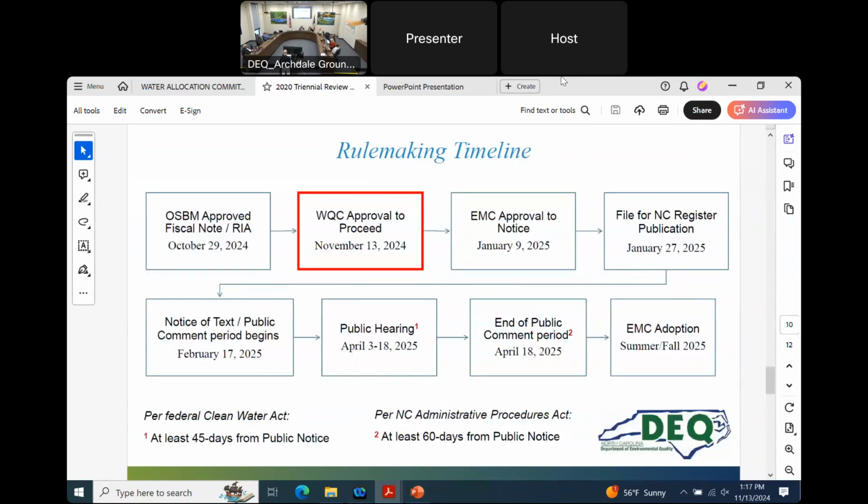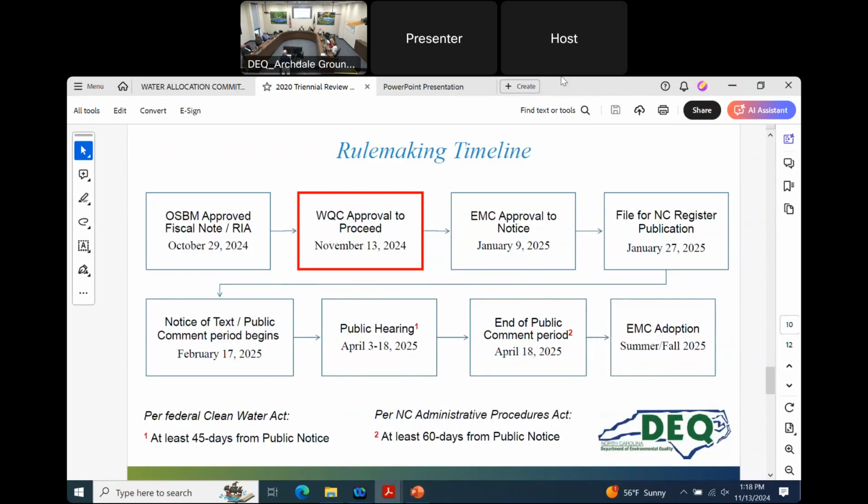So that gives us the rulemaking timeline. Obviously, we're here today, November 13th. If approved to go to the EMC, we would proceed to the EMC on January 9th to request approval to go out to notice public hearing. If that were granted, we would be able to file for the North Carolina Register publication January 27th of 2025.